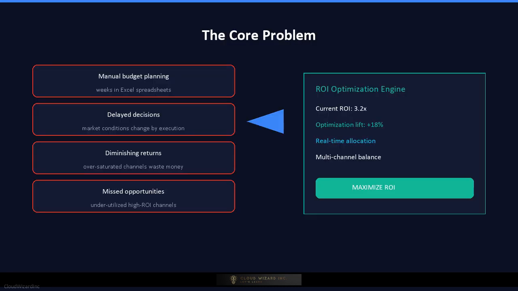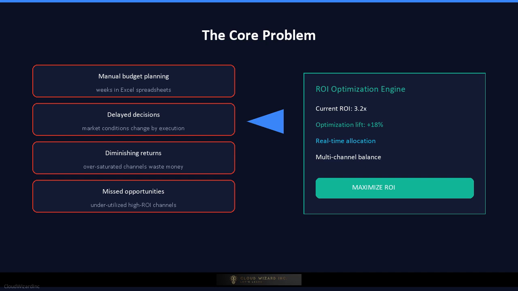Here is the core problem. A large enterprise has a $50 million quarterly marketing budget spread across Google Search, Facebook Ads, LinkedIn programmatic display, connected TV, email marketing, and offline channels. Each channel has different attribution windows, conversion delays, seasonality patterns, and diminishing returns. The marketing team spends weeks in Excel trying to allocate budgets manually, but by the time they adjust spend based on last month's data, market conditions have already changed. Competitors are bidding up keywords, seasonality shifted, and the optimal allocation has moved.